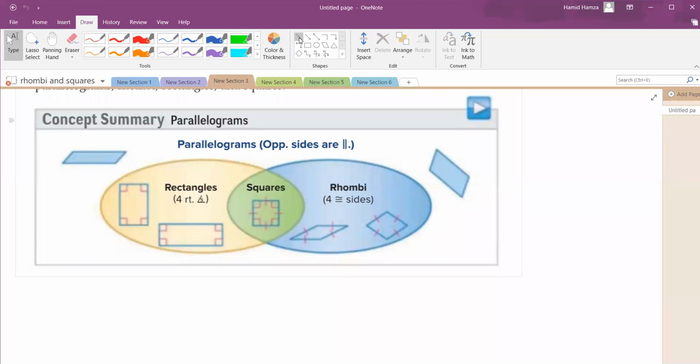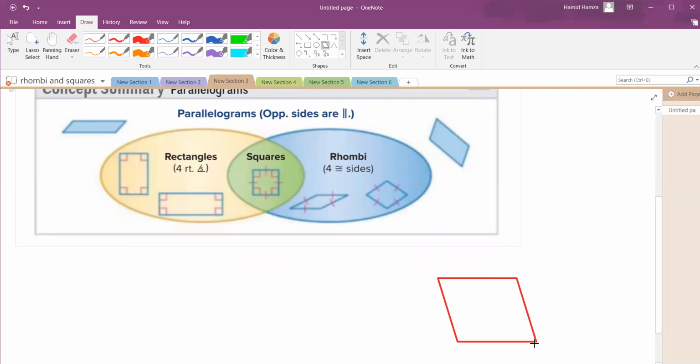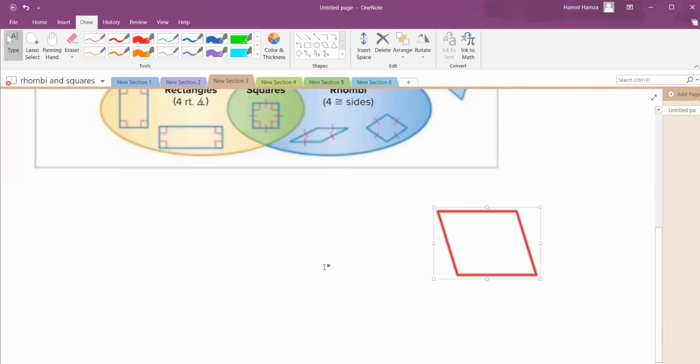Yeah, so I'll draw a rhombus. The four sides are equal. But you will notice that all of the angles inside are obtuse and acute. What if I change one of them and make it 90 degrees, a right angle? The rhombus will be changed to a square. So a square is a rhombus with a 90 degree angle.